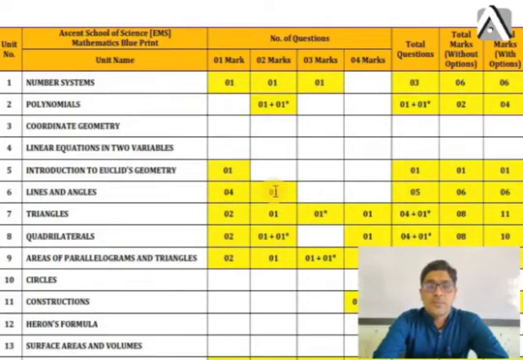Now we are going to chapter number 7. The total weightage is 8 marks without option and 11 marks with option. This is the most important chapter from the exam point of view. A 4 mark question will be there. There are so many theorems, so we have to focus on the theorems. There will be one 3 mark question, one 2 mark question and 2 objective questions.